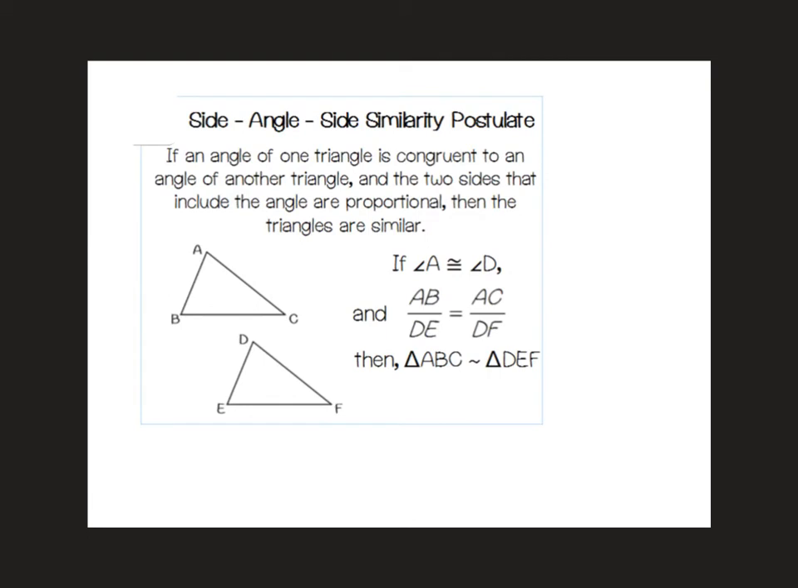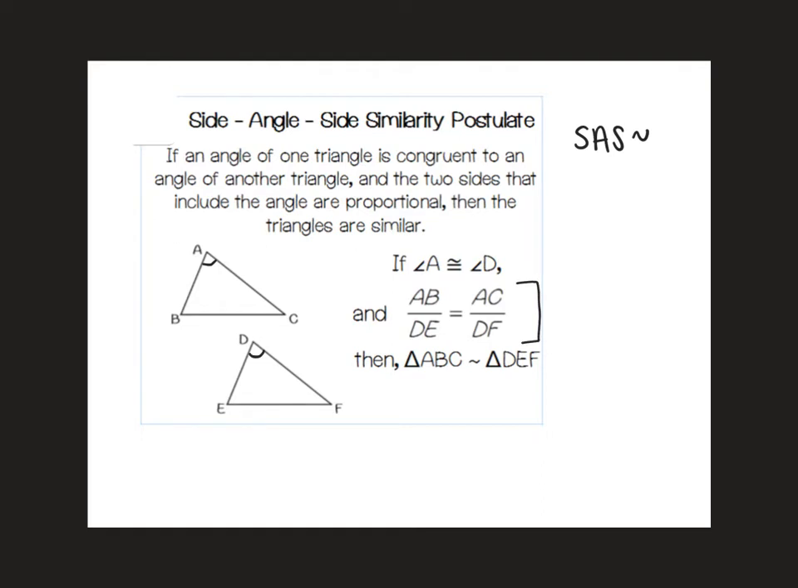Second type of similarity shortcut is called side angle side similarity. So you are welcome to abbreviate it like this: SAS, and then the similar symbol. Essentially this time you're going to have one set of angles that are congruent. So it would be like A and D. And then you're going to have 2 sets of sides that are proportional. So that's what this part states.